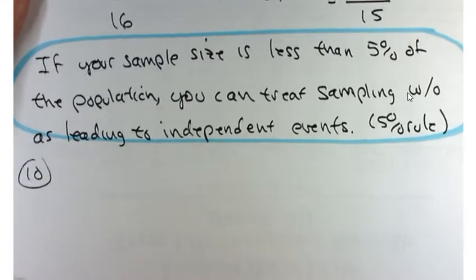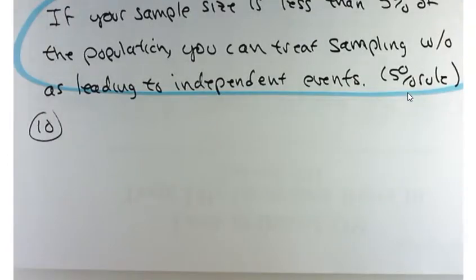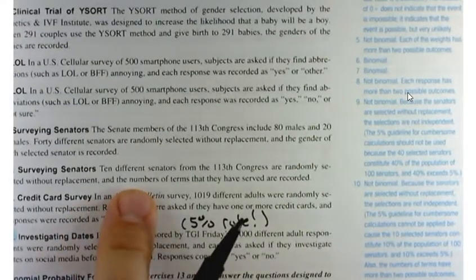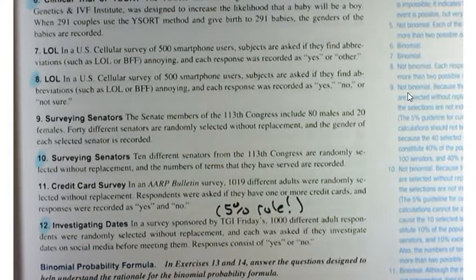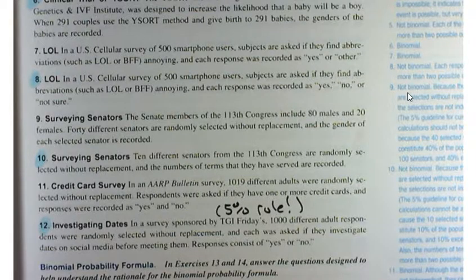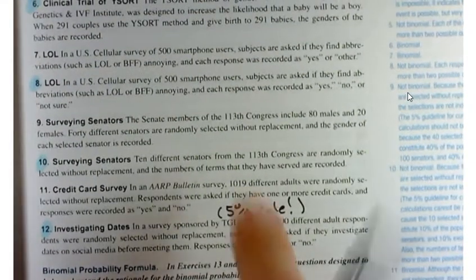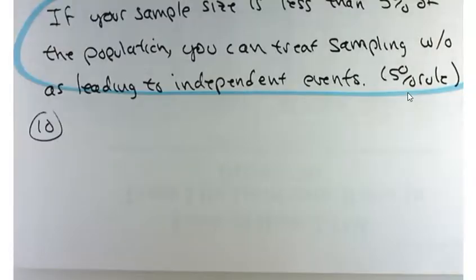Let's take a look at problem number 10. Ten different senators from the 113th Congress are randomly selected without replacement. The number of terms they have served are recorded. Okay, so let's work on this one.